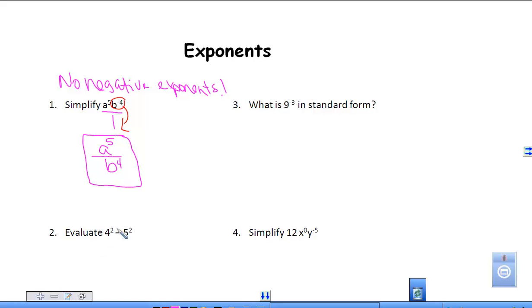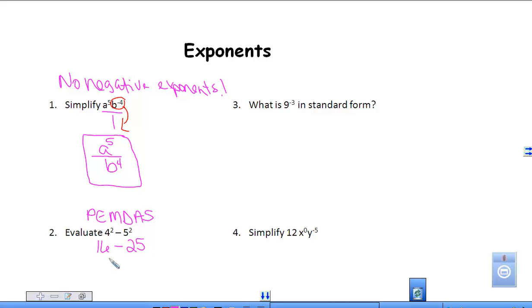Next we have evaluate, 4 squared minus 5 squared. So the first thing we need to do is remember our order of operations. We've got exponents, so we need to square the 4. Remember, 4 squared means 4 times 4. So 4 times 4 is 16. Bring your minus sign down. 5 times 5 is 25.